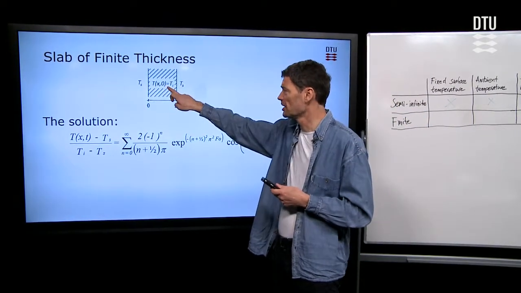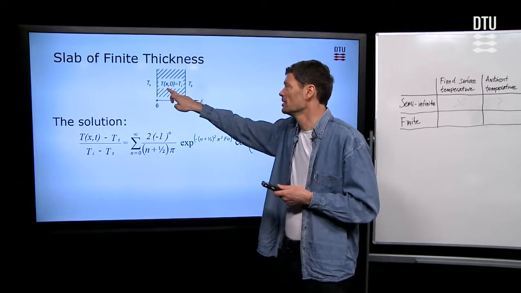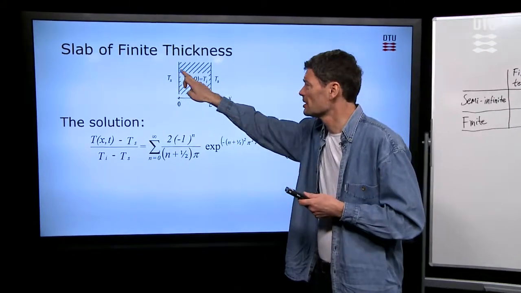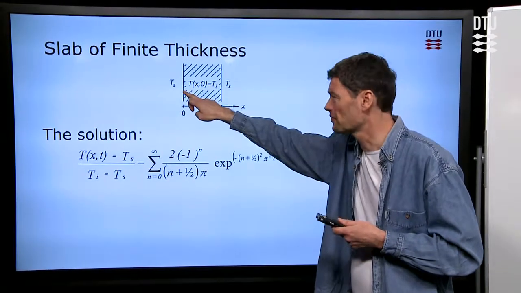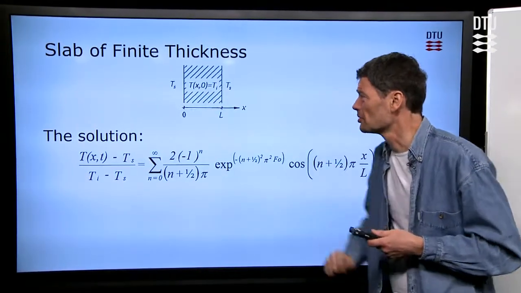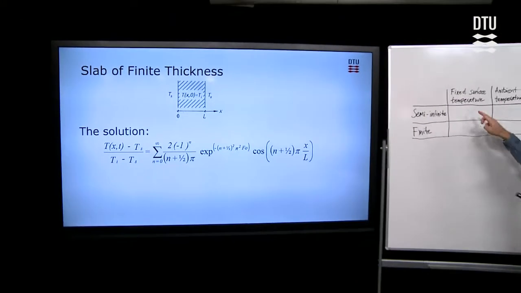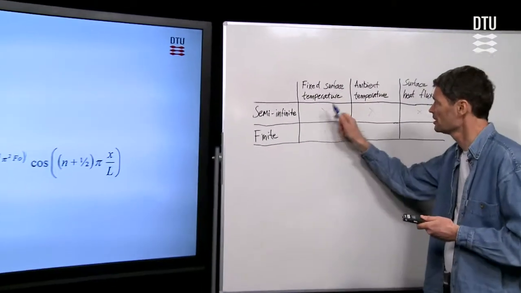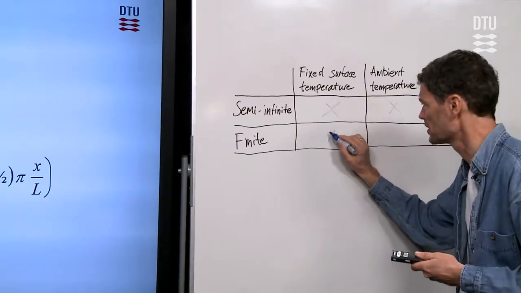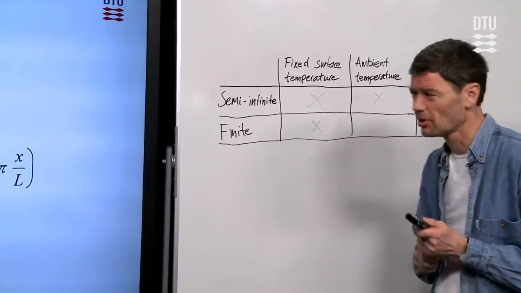The case is the finite body. So again, initially we have the initial temperature in all of the material, and suddenly at time 0 we have a rise at the surface temperature. So it goes to Ts. So that means over in our table here we are now covering the case of a finite body with suddenly another fixed surface temperature on our material.